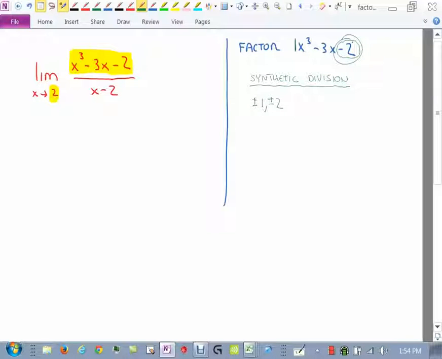So you could have 1 times negative 2. You could have negative 1 times positive 2. These things multiply to give you negative 2, which is here. So please look up synthetic division if you've forgotten this.